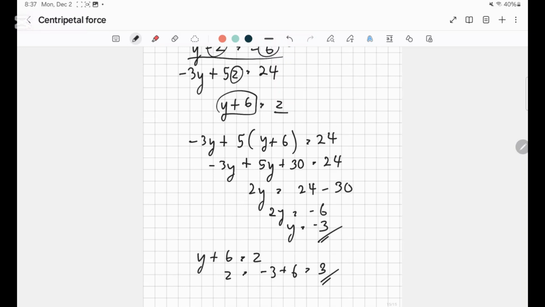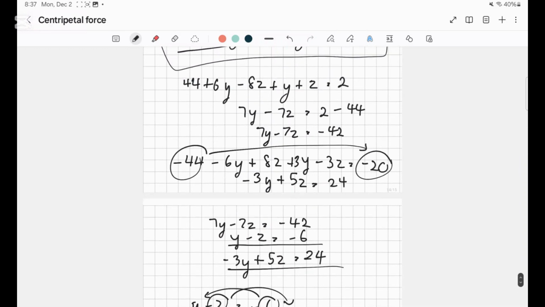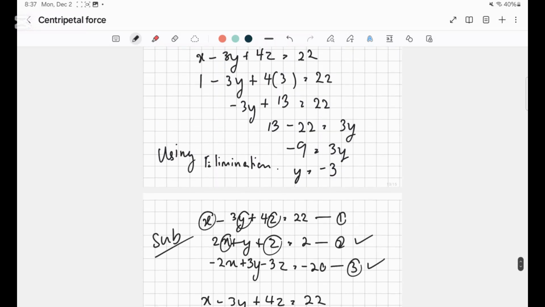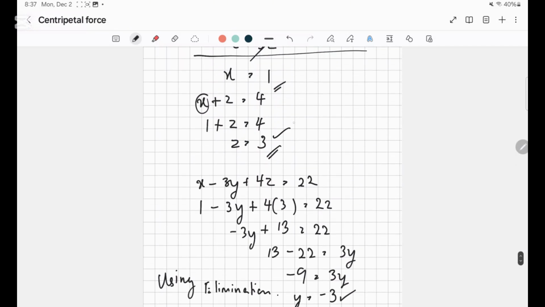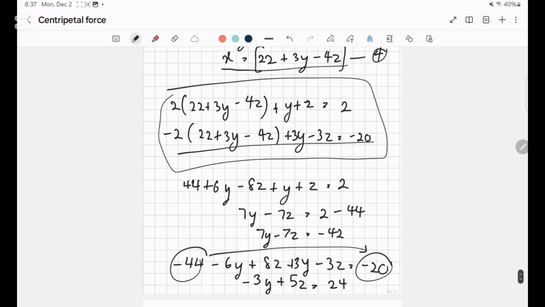So see, you got z equals 3, y equals minus 3. So we got two values correctly, which means x equals 1. The same thing, right? So I don't need to do that again.